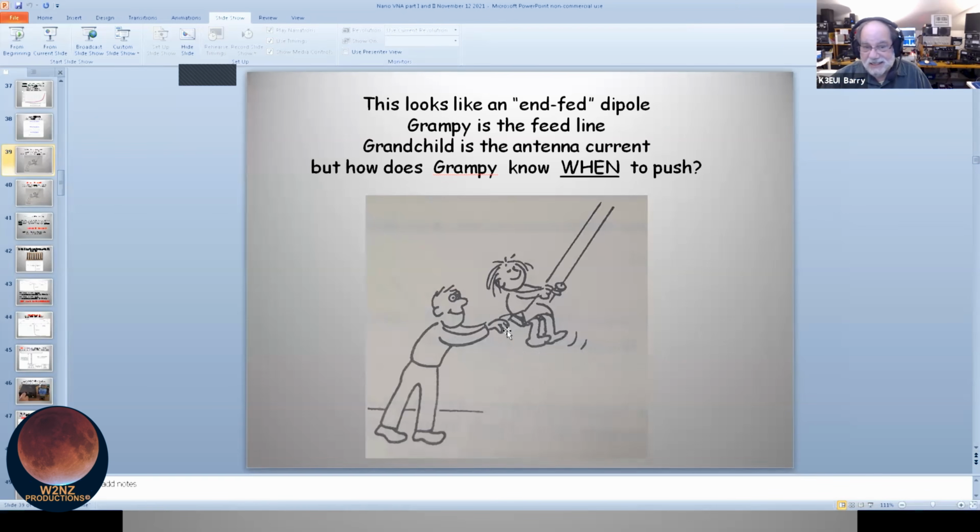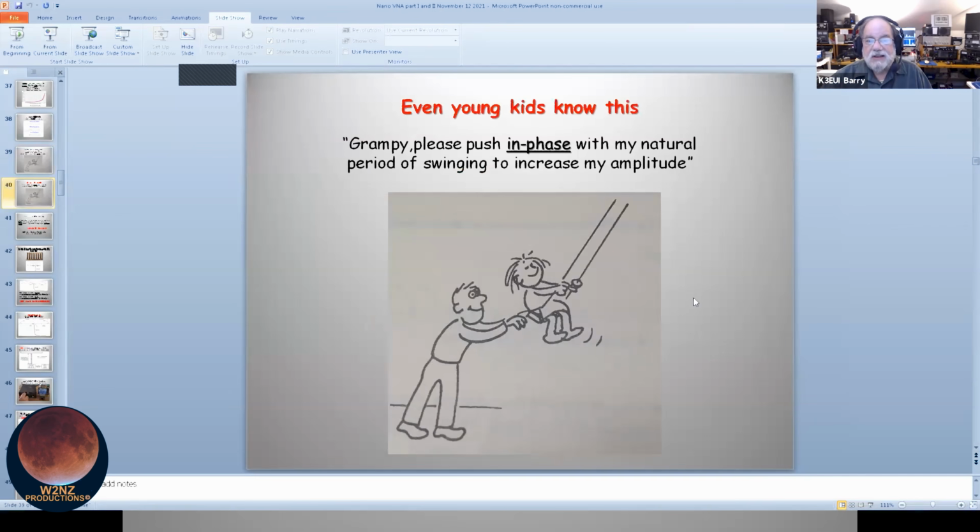So grandkids know that. Even young kids would say it this way: Grampy, push in phase with my natural period of swinging to increase my amplitude. Now, she doesn't use those words, but that's what she'd basically tell me. She'd probably say, get with the program, Grampy, wake up. Stop talking to your neighbor, Grampy. Pay attention, Grampy. She wants to swing higher and higher and higher. Meanwhile, I'm thinking, push. And if I'm not paying attention and I push too soon, I crash into her, and that's no good. So you see what resonance means in this situation?